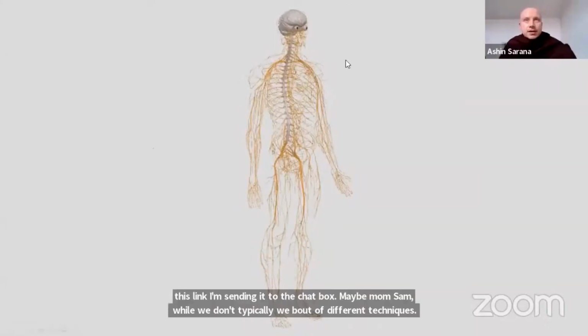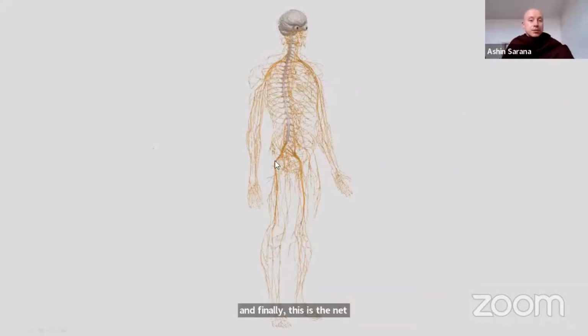And finally, this is the network of nerves throughout the body.